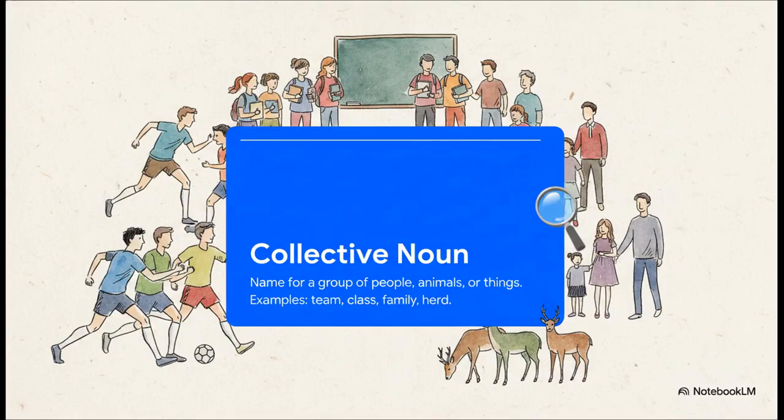Okay, what do you call a bunch of musicians playing together? A band. A bunch of birds flying together? A flock. These handy words are called collective nouns. They're like these awesome little shortcuts in language that let us talk about an entire group of people, animals, or things with just one word.